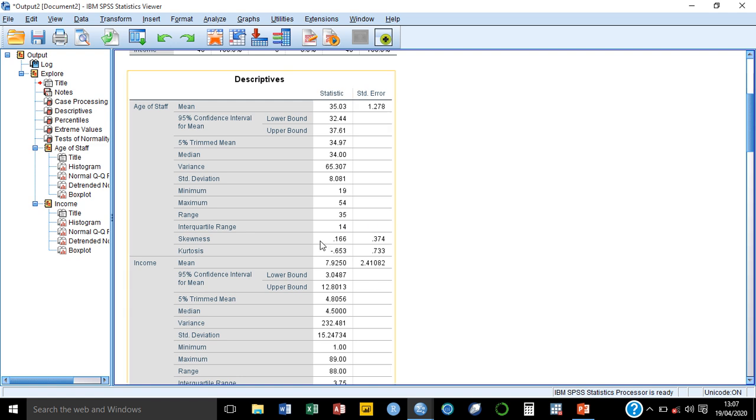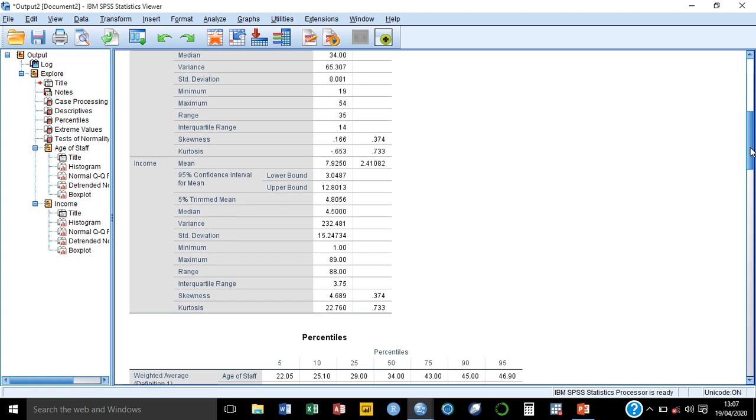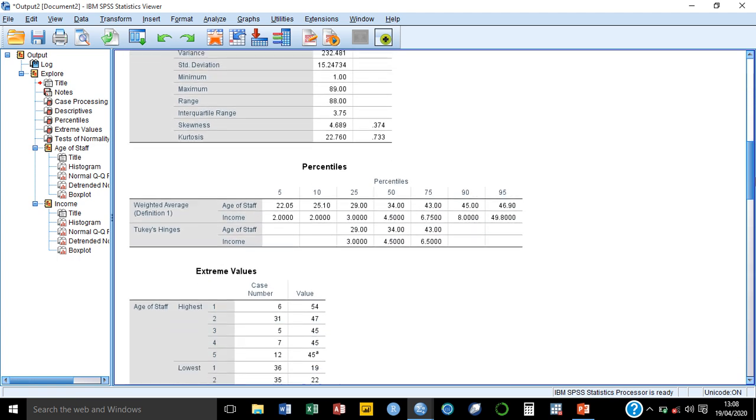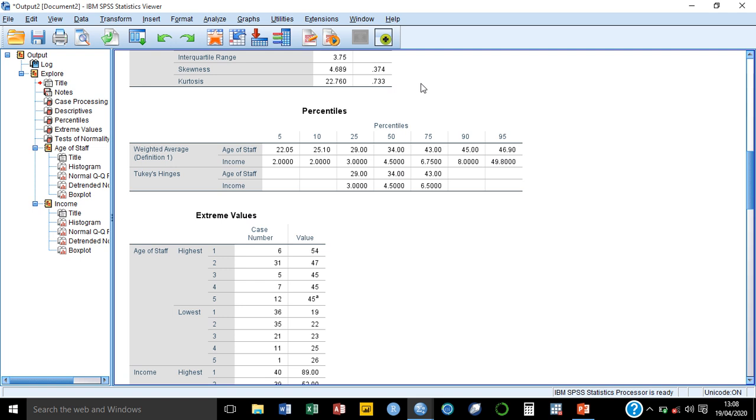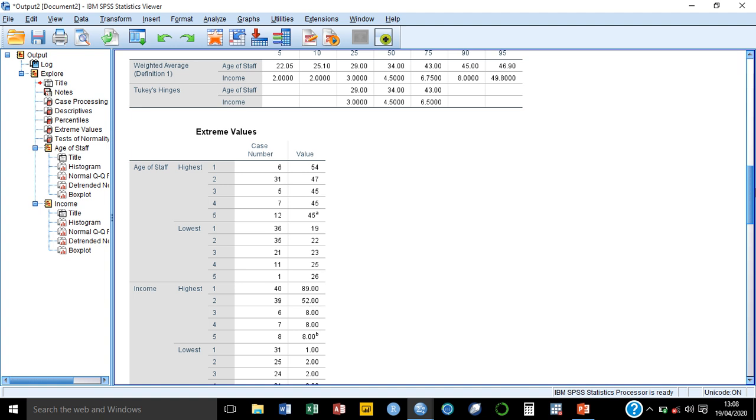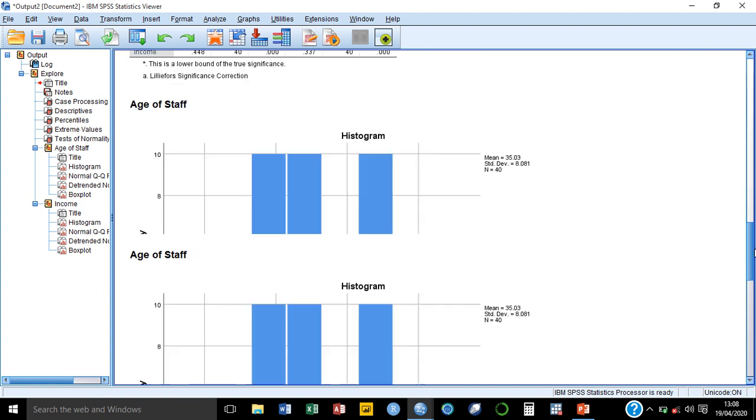Okay, so here we have skewness and we have kurtosis. We can use this to determine normality. I'm going to do a video on that, but not here. Then here we have the percentiles. You can see you have the fifth percentile, 10th, 25. If you remember our 50th percentile, 34, which is the same thing as the median age of staff. Like I said, the 95 percentile, then the extreme values.